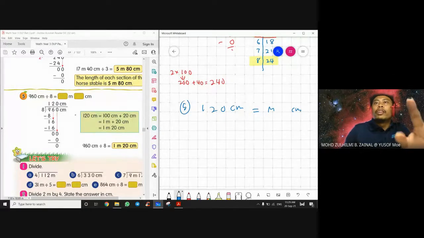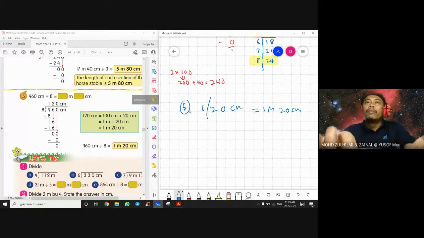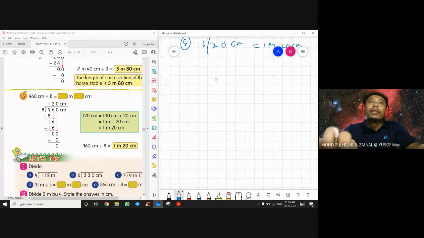Okay, so 120 kita ambil dulu. Ingat cikgu cakap dah, I told you before, kita separate in between 100 dengan 10 place value tu. So 1 tu adalah 1 meter. 20 tu 20 cm. So your answer should be 1 meter and 20 cm. Yang ni kamu buat calculation sendirilah. Kalau boleh refer to your book, sama je. Okay, yang ni tak ada masalah.